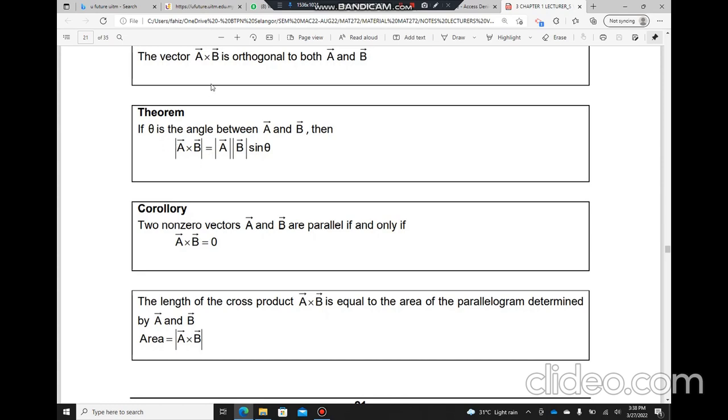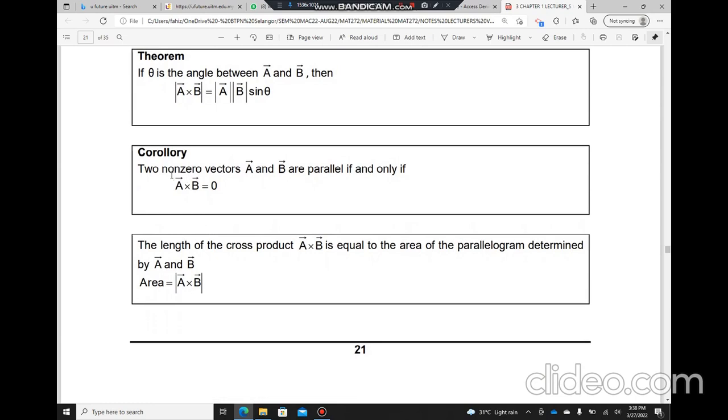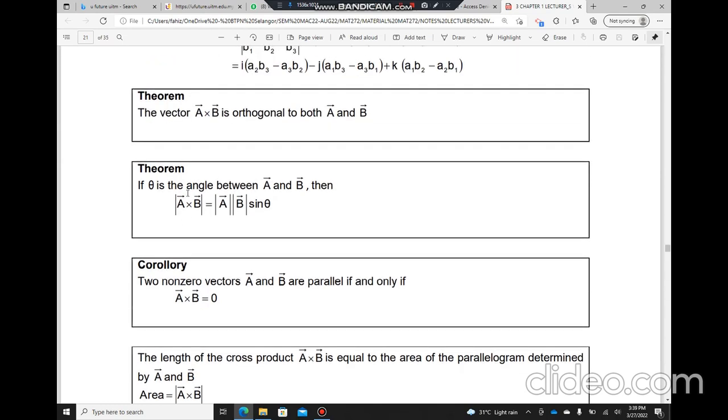Okay, so semua formula ni kita akan gunakan dalam pengiraan. Okay, next we have corollary. Two non-zero vectors A and B are parallel if and only if A cross B equals 0. So kalau dia parallel, maksudnya bila awak darabkan cross product vector A dengan B, dia akan dapat 0 walaupun A and B are non-zero vectors. So dia parallel lah kalau dia dapat 0.